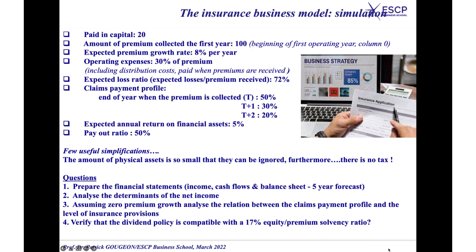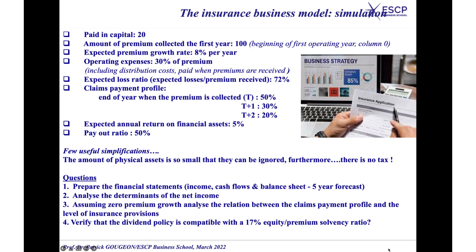So in between, you will have a certain amount of money in hand, and this will be invested. And the expected annual return on financial assets will be 5%. Okay? The payout ratio, you know what the payout ratio is? If there is a net income, okay, if there is a profit made, well, half of it, 50%, will be distributed as dividends. Okay?